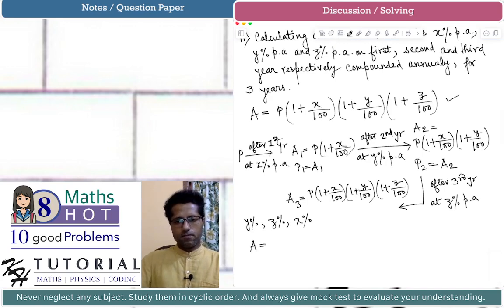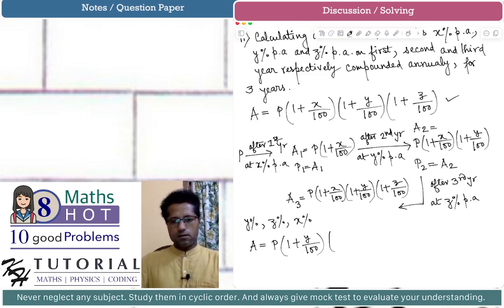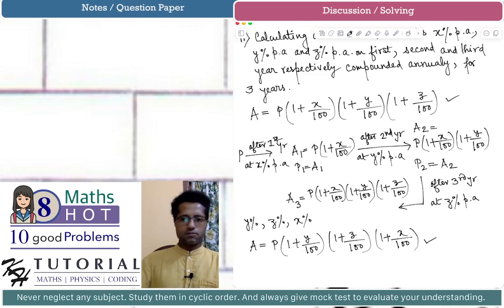Then the amount at the end of the first year will be P multiplied by 1 plus y by 100, the amount at the end of the second year will be multiplied by 1 plus z by 100, and finally the amount at the end of the third year will be this. As you can see, this expression and this expression are the same.